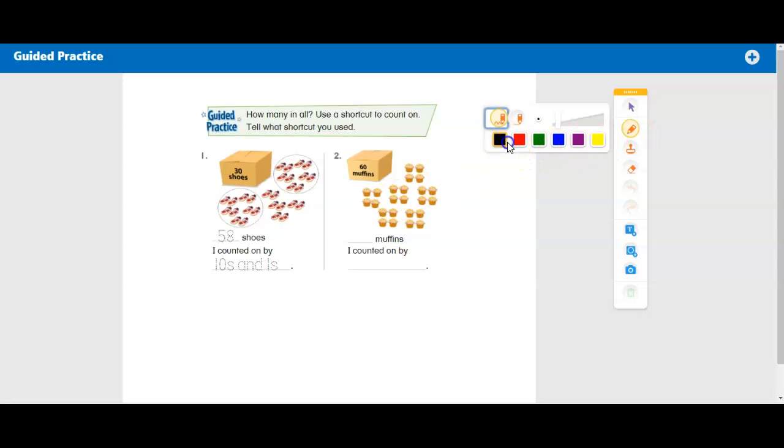The first one has been completed for us. Let's see how they did it. We see a box with 30 shoes and then a lot of other shoes scattered. Our example says they had a total of 58 shoes. Then it says, I counted on by tens and ones.